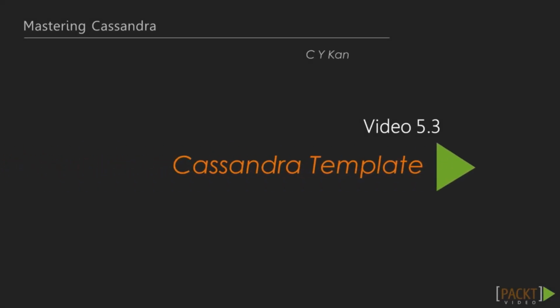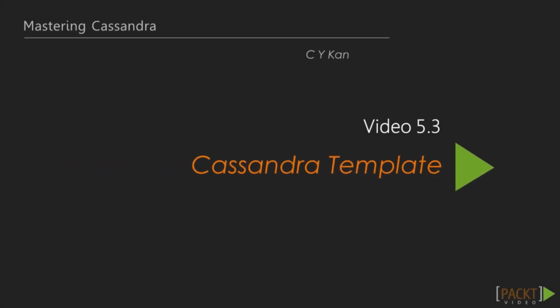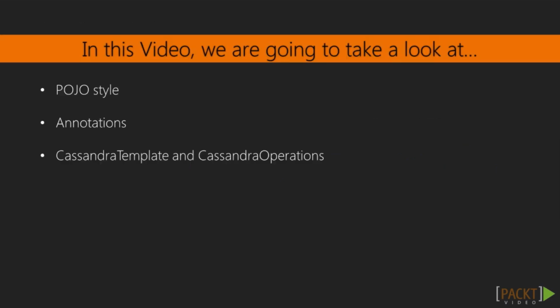Welcome to the third video in this section on Cassandra templates. In the last video, we learned about how to use CQL template, which is pretty much a JDBC way of accessing data in Cassandra. In this video, we'll learn about how to use POJO with Spring Data Cassandra. We'll introduce a number of Java annotations that make the use of POJO very easy. And we'll write an example program using the core Cassandra template and Cassandra operations.